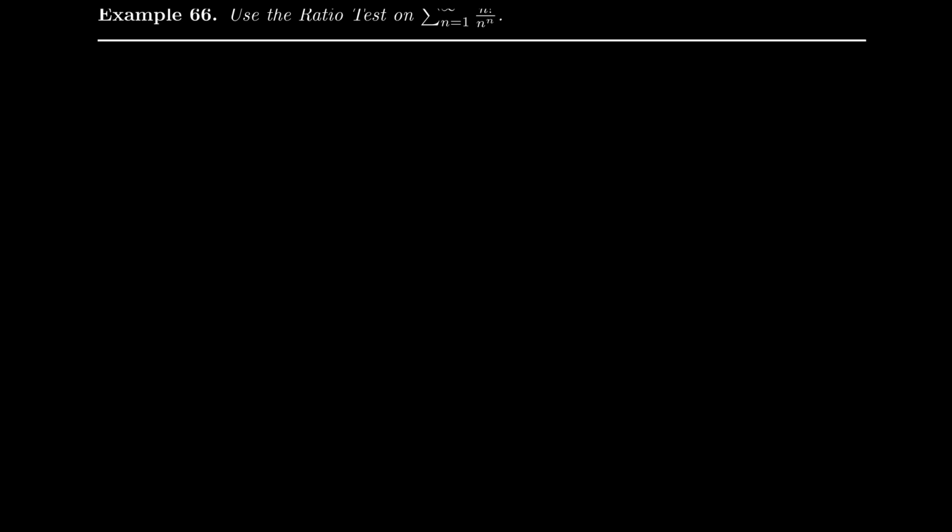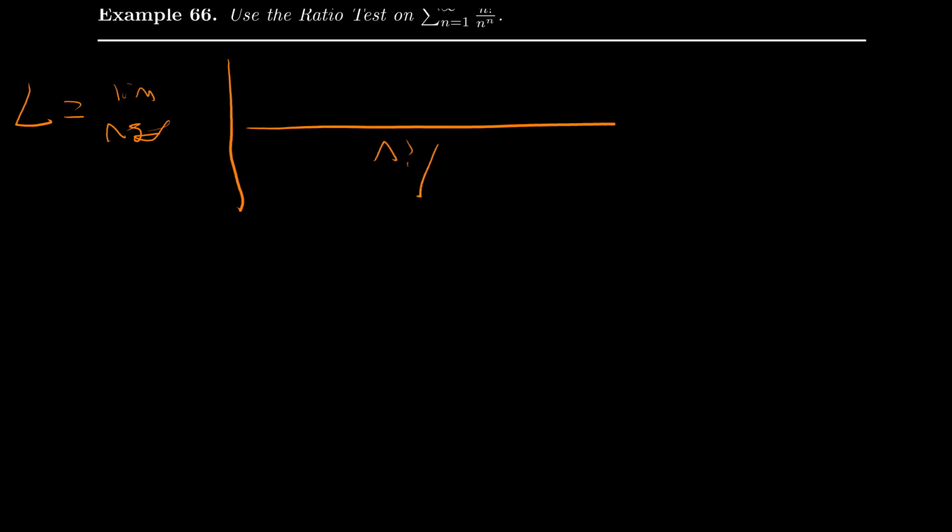Okay. Let's look at this one. This one's a fun one. This one's one that you got to get a little weird on, but it's possible. And I love putting this one on a test, by the way. Hint, hint. So we want to do L equals the limit as n goes to infinity of the absolute value of... On the bottom goes this guy, just like this. On the top goes the same guy, except everywhere there's an n now n plus 1. So it's going to be n plus 1 to the n plus 1.